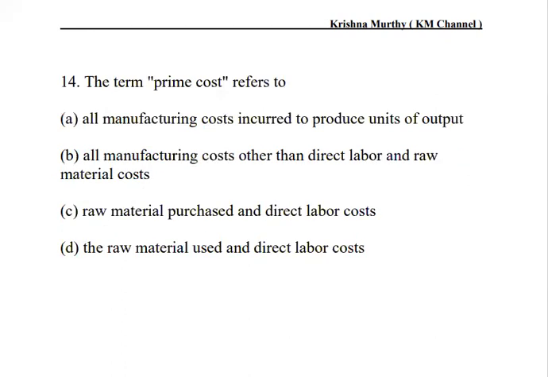Next one, the term prime cost refers to: first option, all manufacturing costs incurred to produce units of output; B option, all manufacturing costs other than direct labor and raw materials; C option, raw material purchase and direct labor cost; D, the raw material used and direct labor cost. The right option will be D, raw material used and direct labor cost.